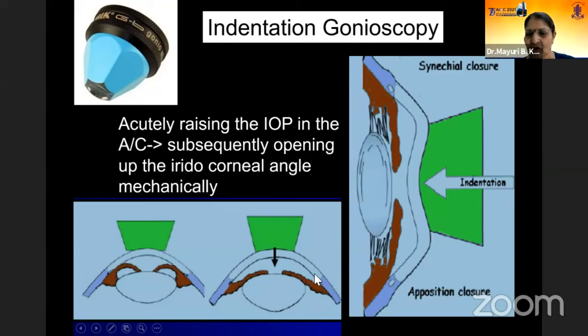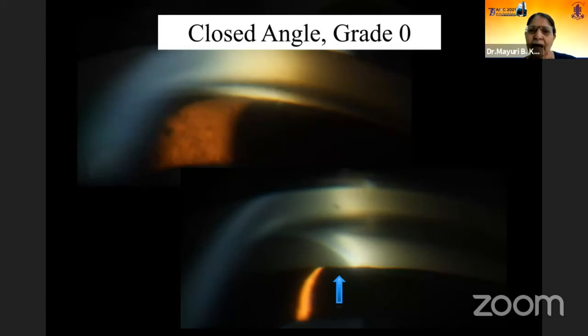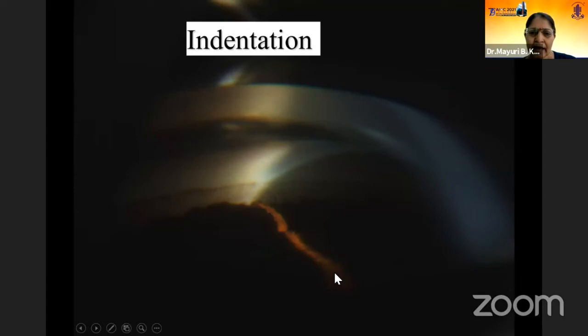So if it is oppositional closure, it opens up, you can see the angle, but if it is permanent synechial closure, you cannot. So indentation or dynamic gonioscopy allows quick evaluation of the angle structure and enables us to differentiate how much is the angle closure. Now this is an example of close angle, nothing is visible. And then you indent and you can see the scleral spur, or Schwalbe's line is here. This is the trabecular meshwork and iris being pushed back.